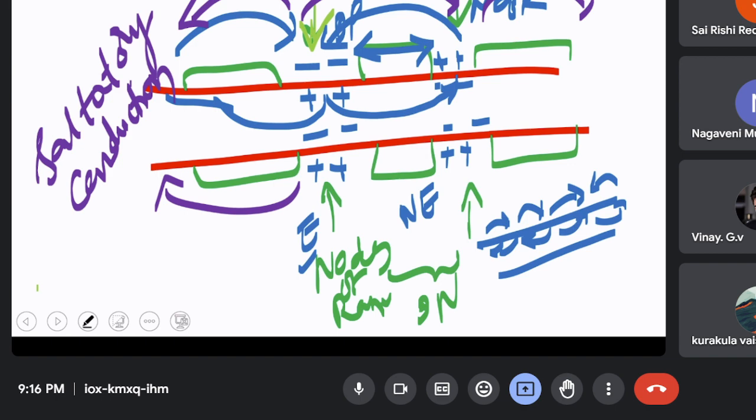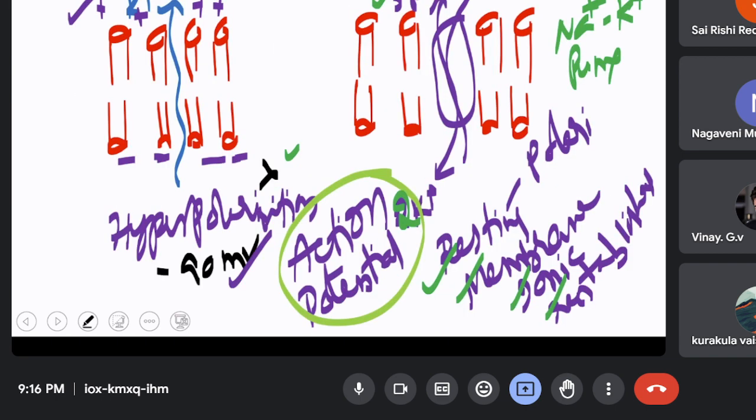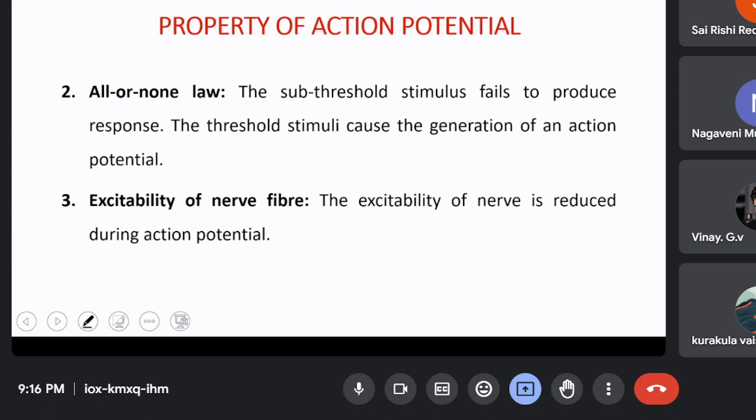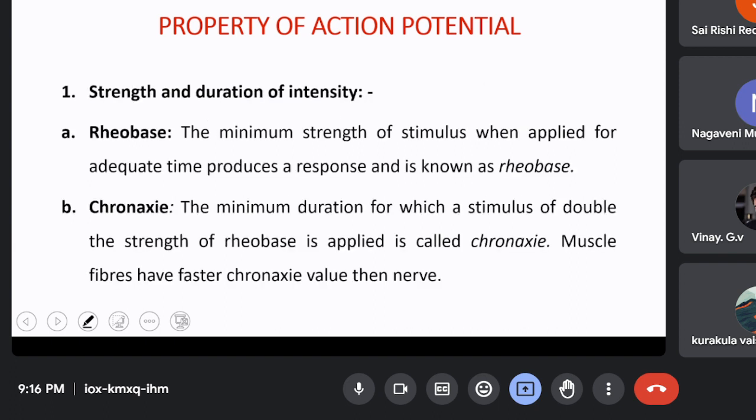So with this we come to the end of propagation of nerve impulse. This propagation of nerve impulse is nothing but the propagation of the action potential. This action potential has certain properties. One is the strength and duration of intensity.